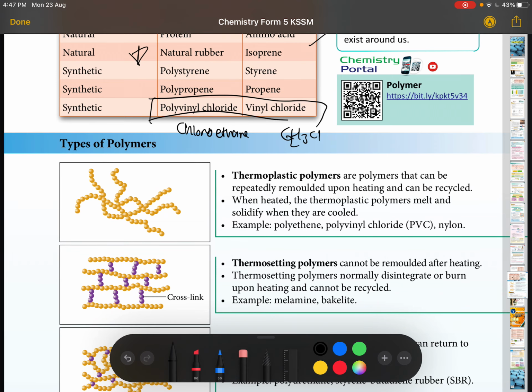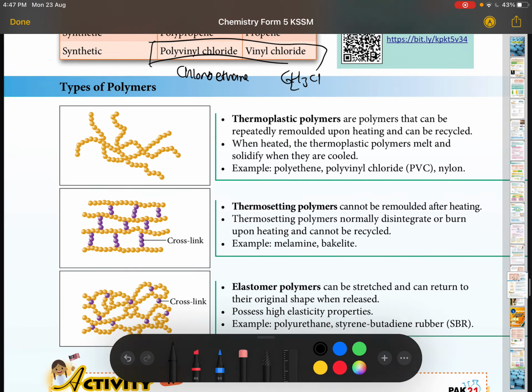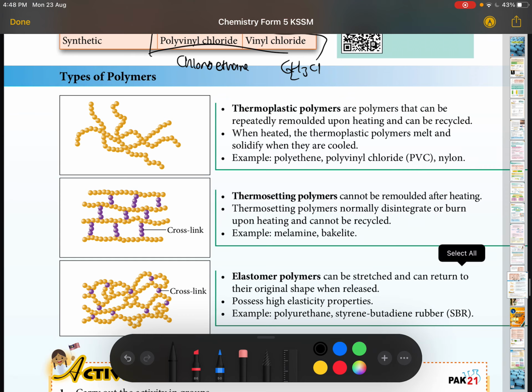So there are many types of polymers. Number one is thermoplastic, number two is thermosetting, and number three is elastomer. Thermoplastics are polymers that can be changed in shape anytime you want. When you heat it, you can change the shape, you can remold it. So you can reuse it, recycle it to make many types of products. For example, polyethylene, polyvinyl chloride, and nylon.